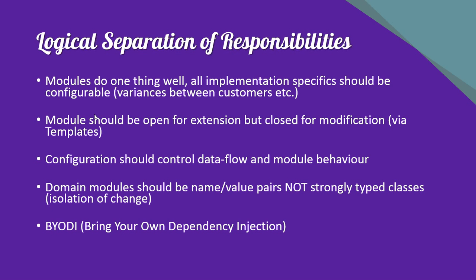The configuration, as I said before, controls the data flow and the module's behavior. Your business logic goes inside your configuration, because customers change their mind, they're a pain in the bum, but they're always right, and you should be able to change that really quickly. But also this puts the responsibility more on professional services as opposed to your development team, so that you can free up your development team for doing what they actually should be doing. The domain models, beg your pardon, should just be name value pairs. They shouldn't be strongly typed classes, because you're going to have to start redeploying all your modules when you make a change to your domain model.